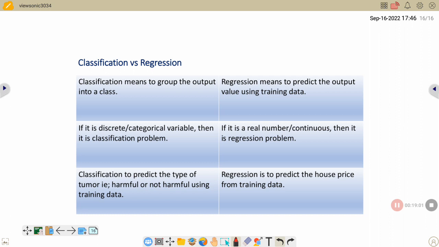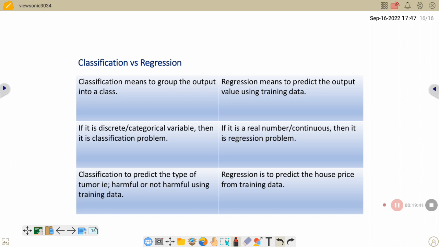Coming to the very last slide, it shows the difference between classification and regression. What is classification? Till now we understood that classification means to group the output into a particular class. Whereas regression means to predict the output value using the training data. Now the second point: if it is a discrete or categorical variable, then it is a classification problem. Whereas if it is a real number or continuous, then it is called a regression problem.